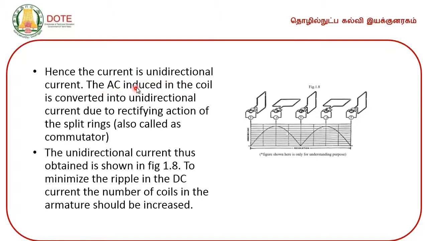The AC induced in the coil is converted into unidirectional current due to the rectifying action of the split rings, also called the commutator. The unidirectional current thus obtained is shown in figure 1.8. To minimize the ripple in the DC current, the number of coils in the armature should be increased. So, definitely there will be some ripple, harmonics present in the DC obtained. In order to reduce that, the suggestion is we should increase the number of coils present in the armature.